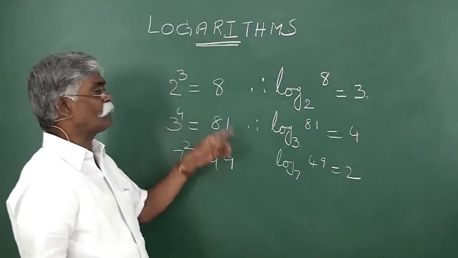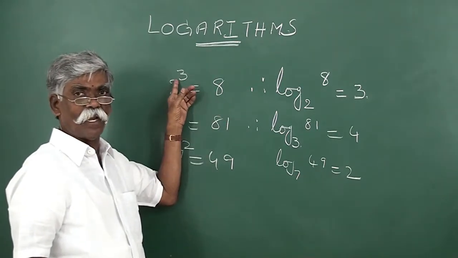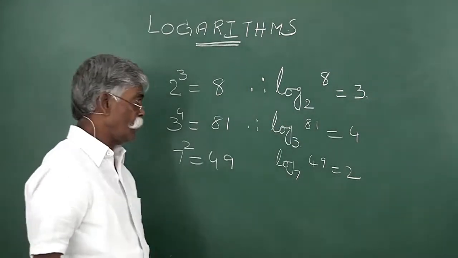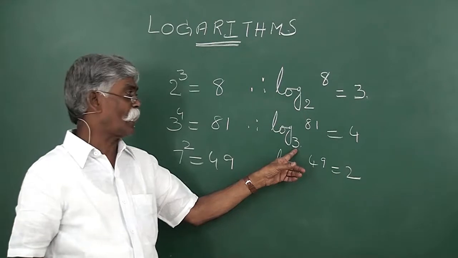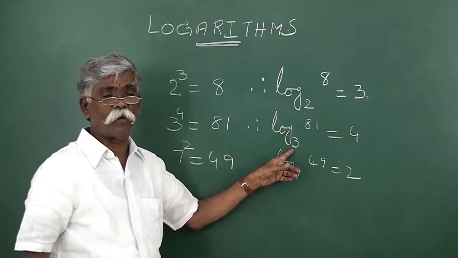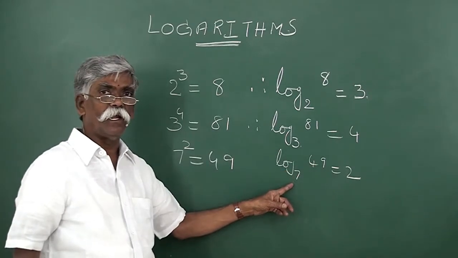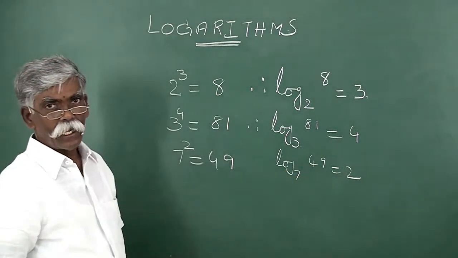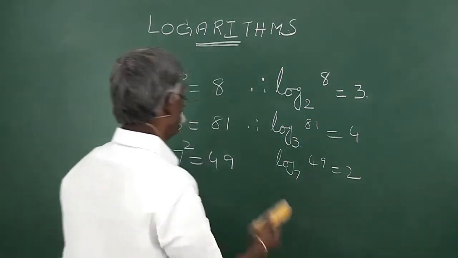So now 2 cube is 8. To get 8, 2 must be raised to the power 3. That means logarithm of 8 to the base 2 is 3. And logarithm of 81 to the base 3, to get 81, 3 should be raised to the power 4. And to get 49, 7 should be raised to the power 2. This is basically the raw definition of logarithm. Now actual definition.